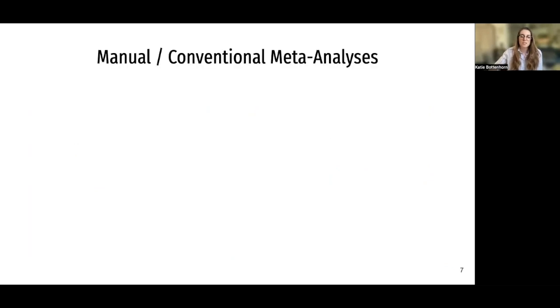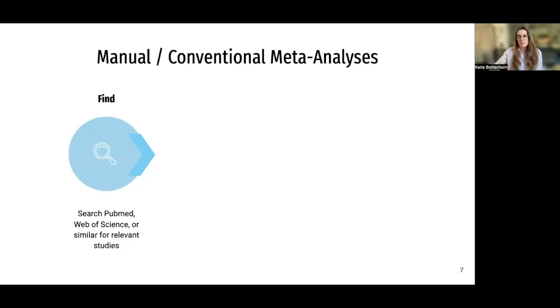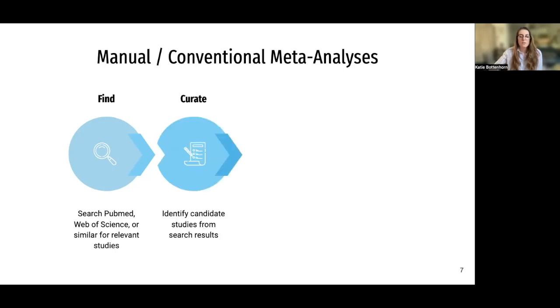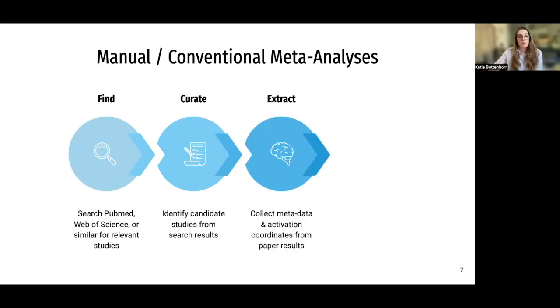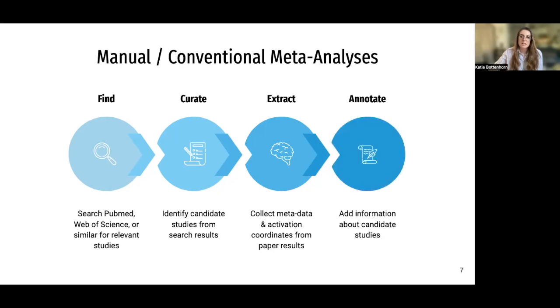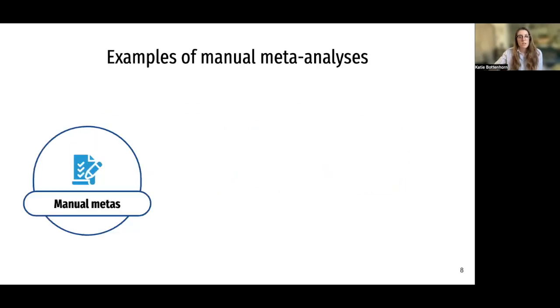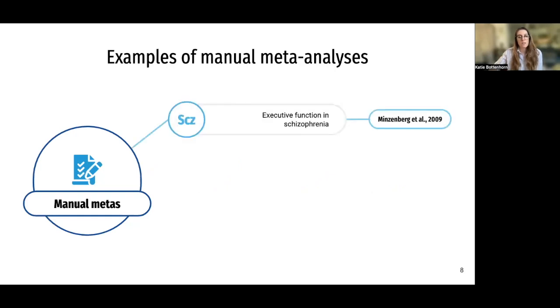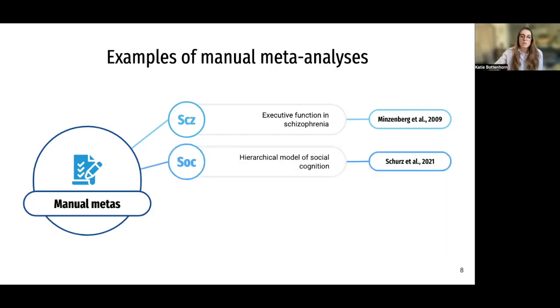In a manual or conventional meta-analysis, first you are, of course, going to have to find the papers worth meta-analyzing. So you're going to search a publication database, like I mentioned earlier, PubMed, Web of Science, PsycInfo, etc. And then from those search results, you're going to identify the candidate studies for your meta-analysis, because not all of your search results will be worth including. And then from those candidate studies, you will collect metadata and activation coordinates from the paper results. And you might annotate by adding a little bit of additional information about each of those candidate studies.